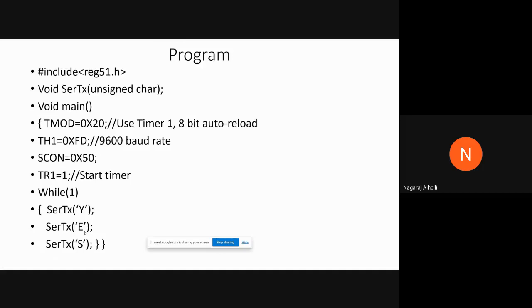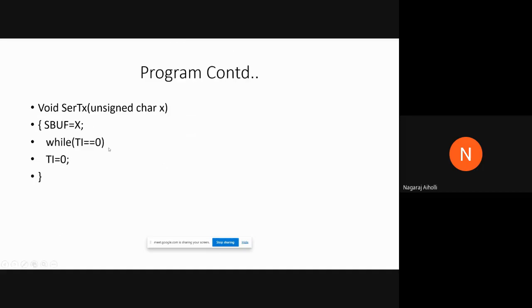When the letter e is sent from the main function to the sub function, it will come here and be stored in x in the sub function. Then from x it is stored in the SBUF register, and from the SBUF register it will be transmitted out of the microcontroller in serial fashion, in serial communication.